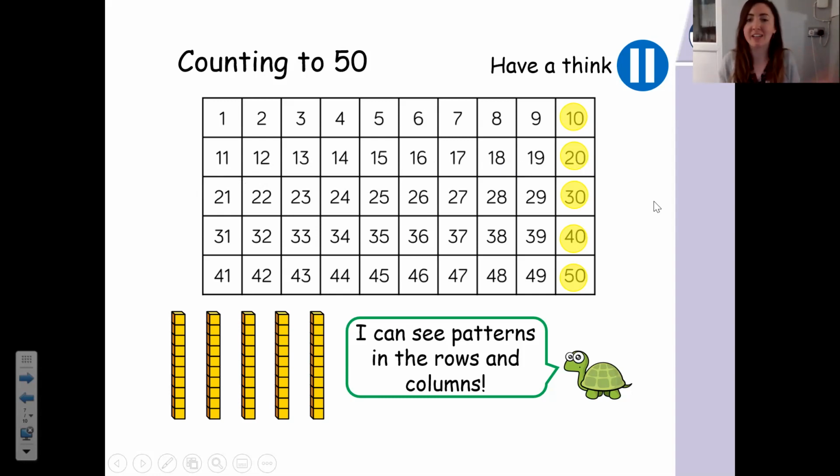Okay, so that's just familiarising ourselves a bit more with the 100 square, because we're going to be using those a lot more in our maths now. Up until now, we've been using the number line quite a lot, which we will still use, but now that the numbers are getting bigger, we'll be using the 100 square a lot more.